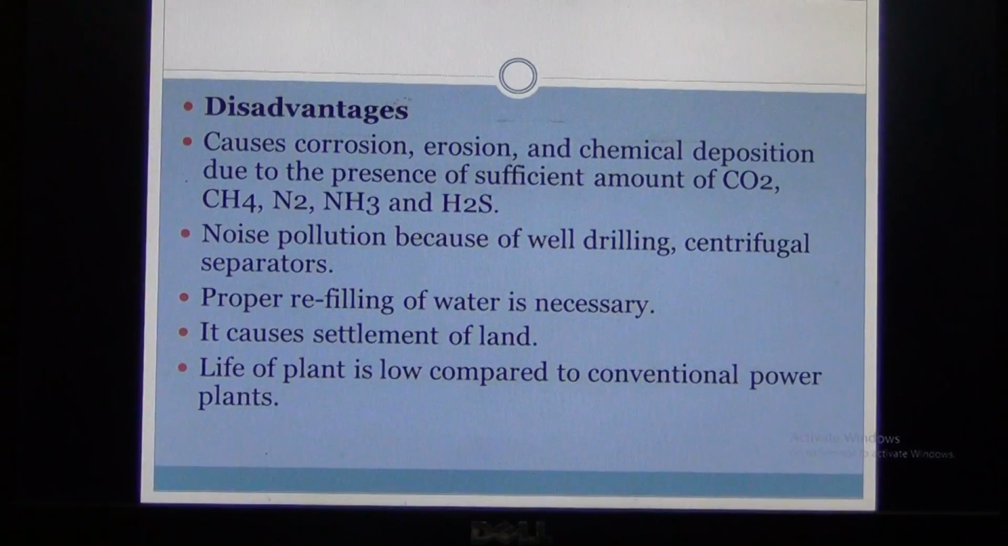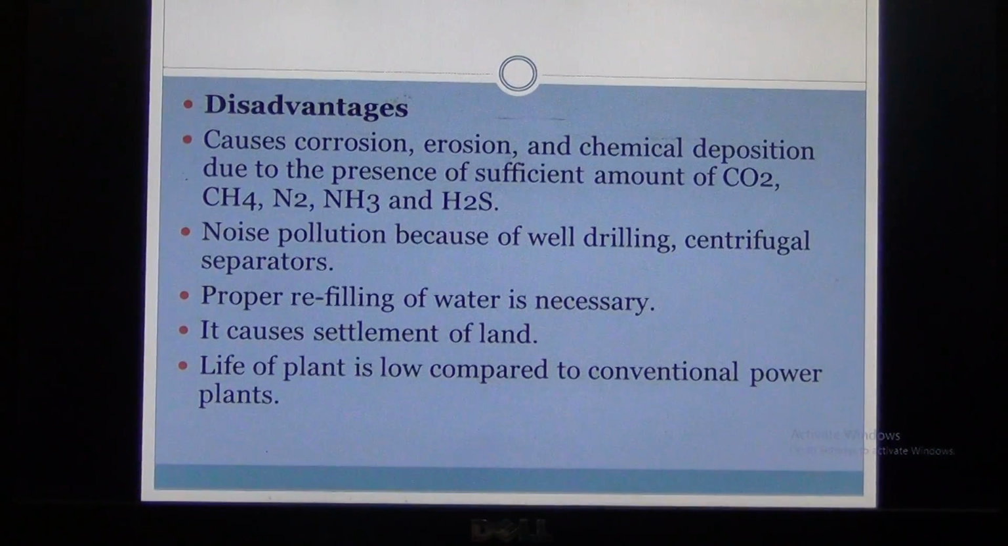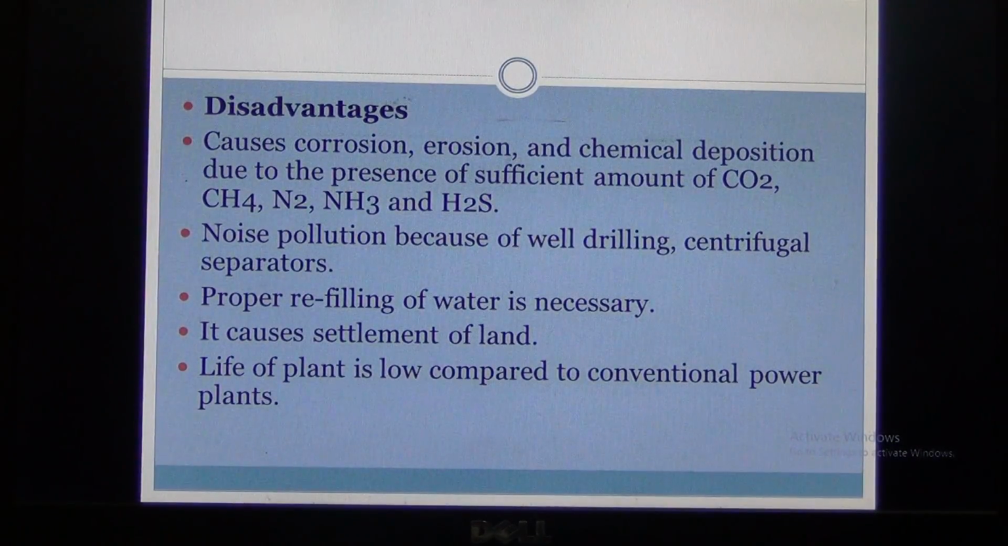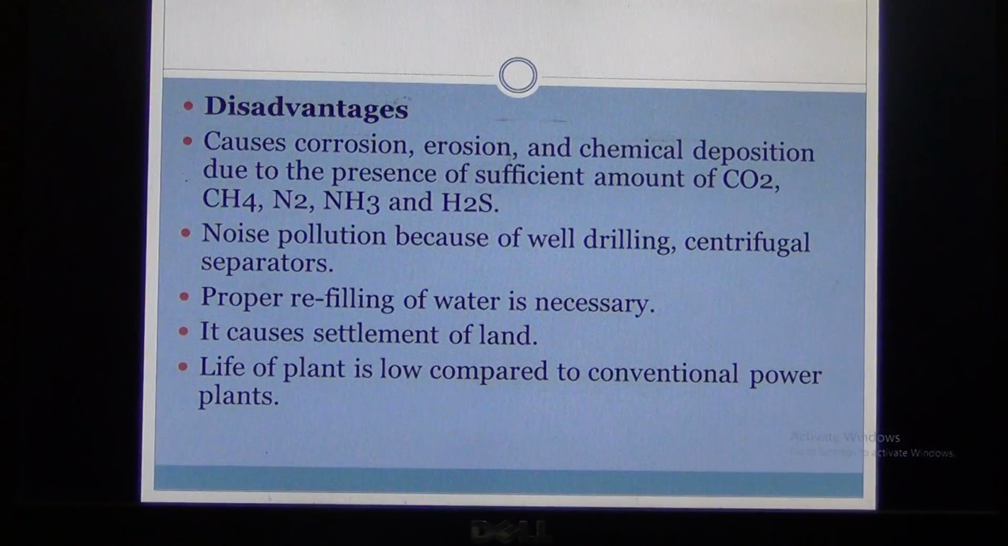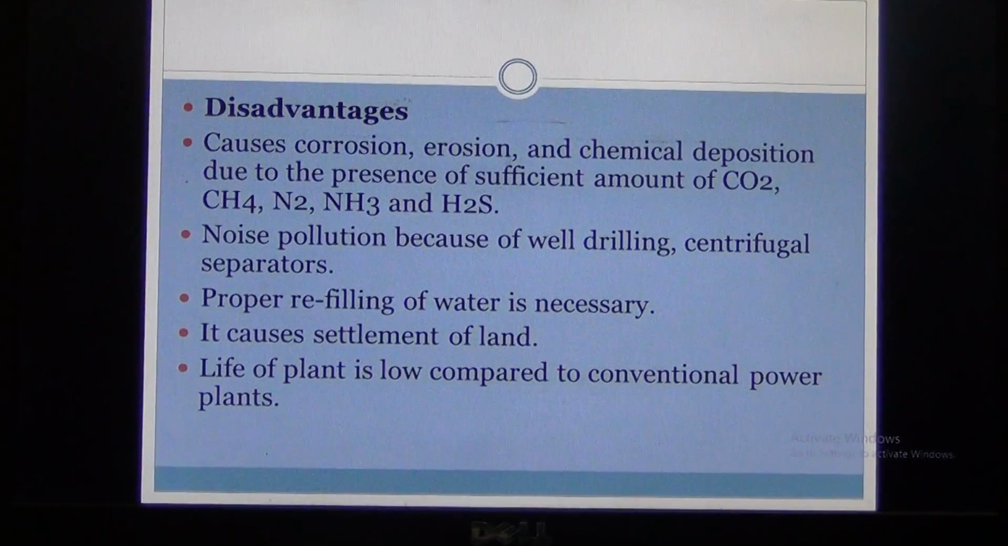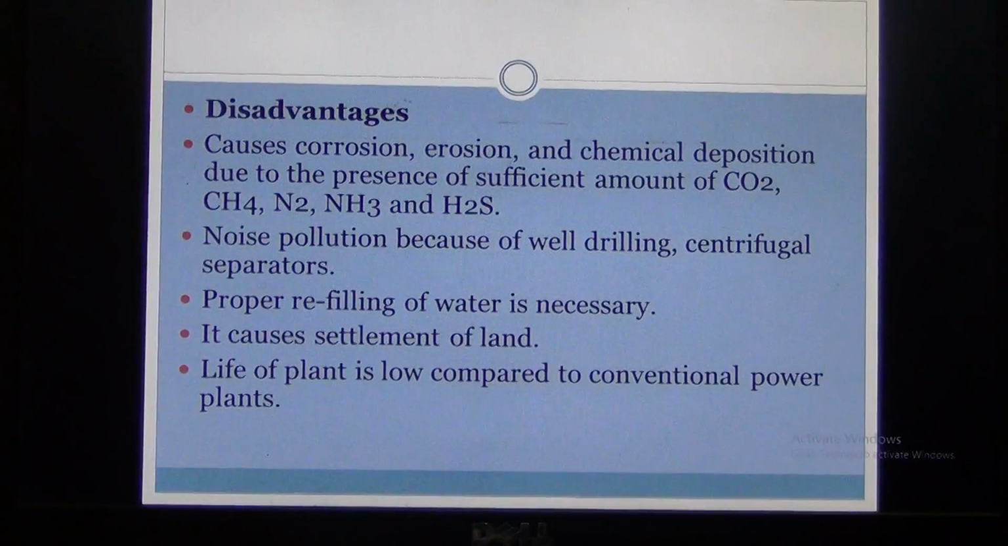Disadvantages: it can cause corrosion, erosion and chemical deposition due to the presence of a sufficient amount of CO2, CH4, N2, NH3, H2S. We know H2S forms sulfuric acid. Noise pollution because of well drilling, centrifugal separator. Proper refilling of water is necessary. Here the refilling of water is very much necessary. This is the main disadvantage.